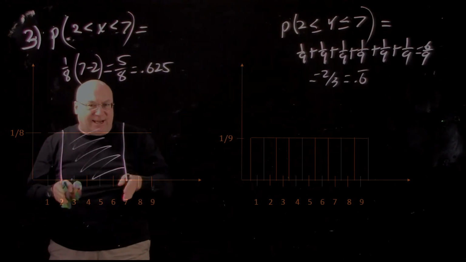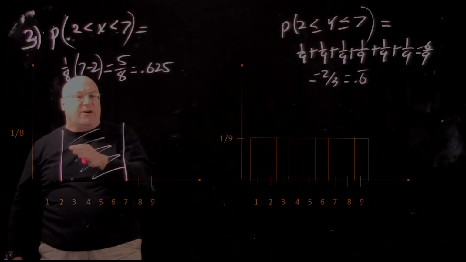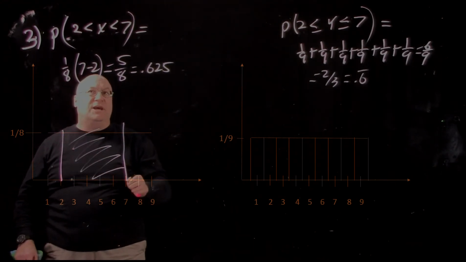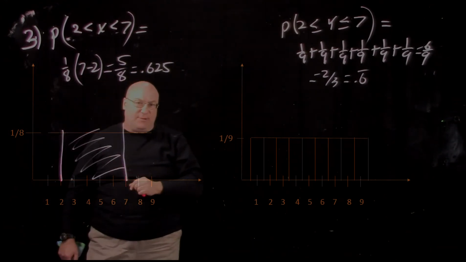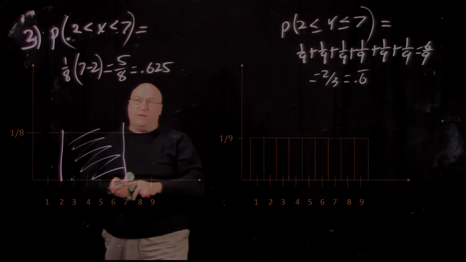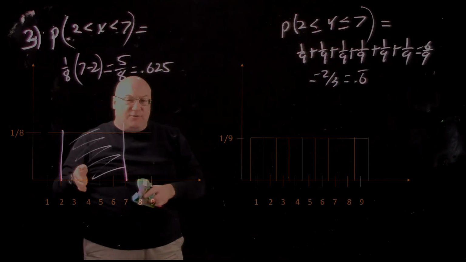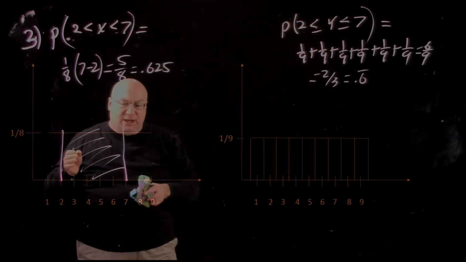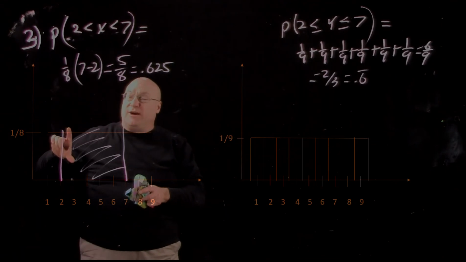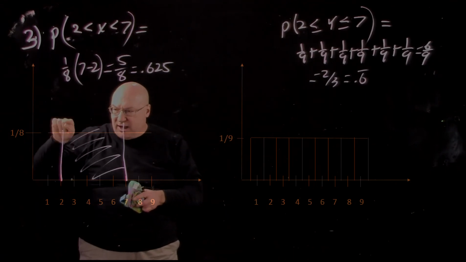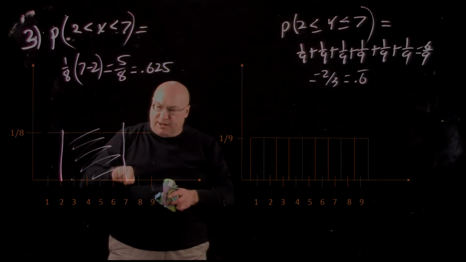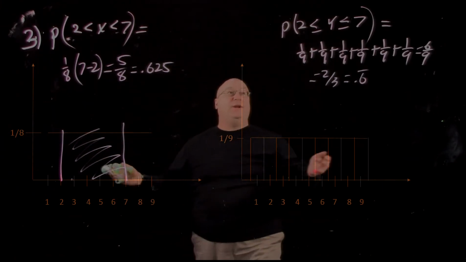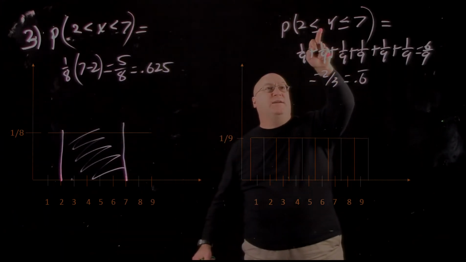I have exactly the same problem. It's the area between these two values, so the answer is exactly the same. I don't have any more work to do. Whether I'm including those endpoints or not for a continuous random variable doesn't matter, because I get the area between. Whether I include the value right at 2, the area of this line is 0, or right at 7, the area is 0. There's no difference.